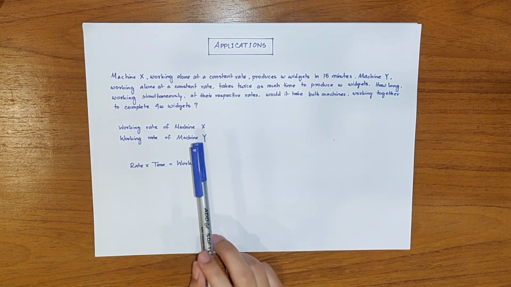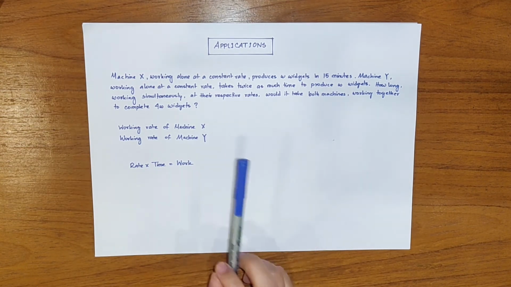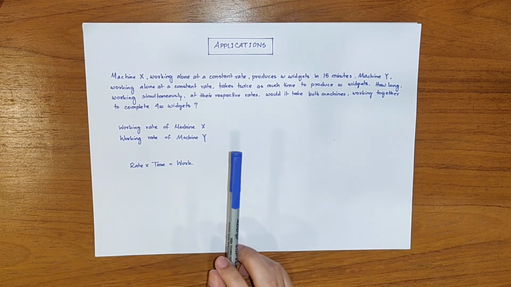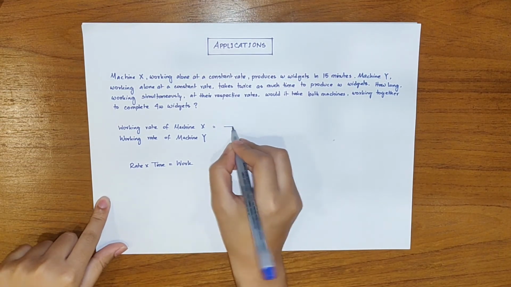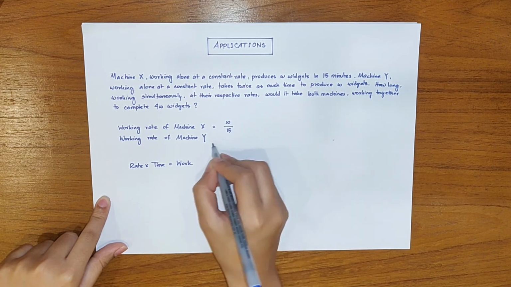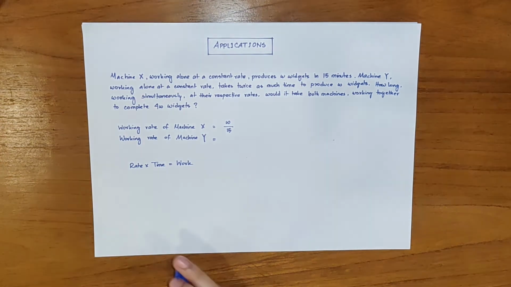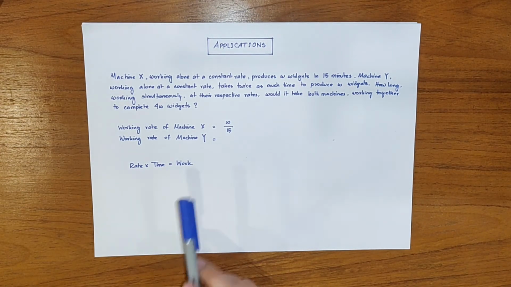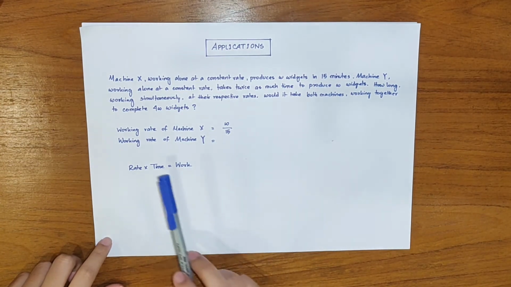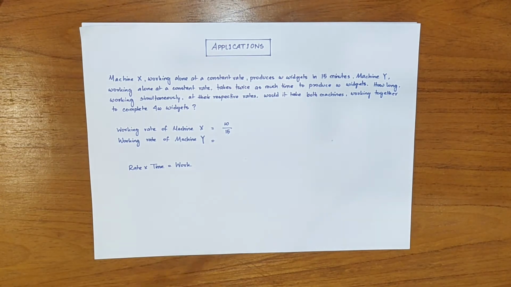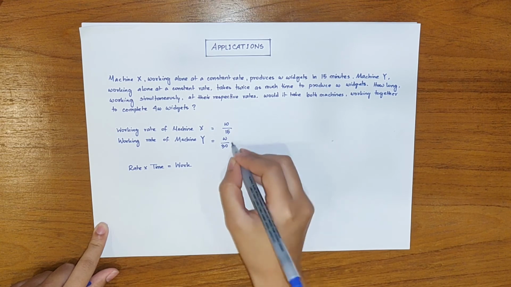Now we have the working rate of machine X. Since it produces W widgets in 15 minutes, it will produce W/15 widgets in 1 minute. So the working rate of machine X is W/15. Now, machine Y takes twice as much time as X. So it takes 30 minutes to produce W widgets, which means the working rate of machine Y will be W/30, which is double the time of 15.